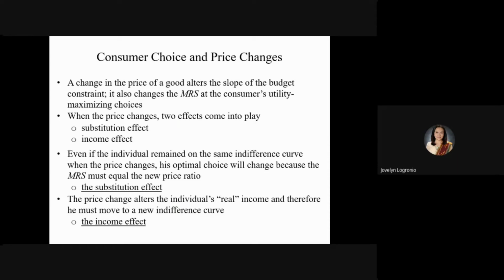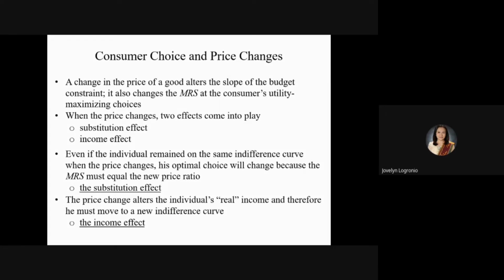What will happen to our purchases if one of the prices or all the prices of goods and services nag-change? So of course, a change in the price of a good alters the slope of the budget constraint, or changes the slope of the budget line. It also changes the MRS at the consumer's utility maximizing choices.